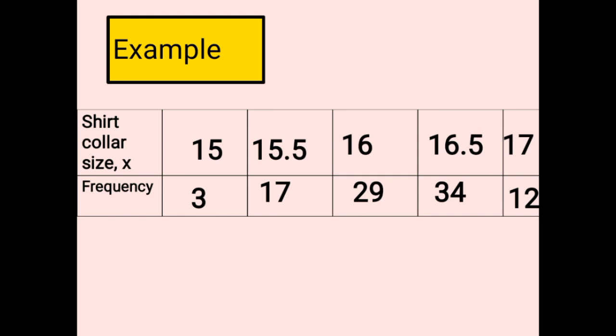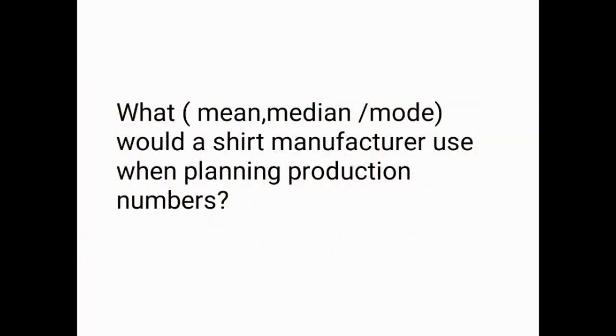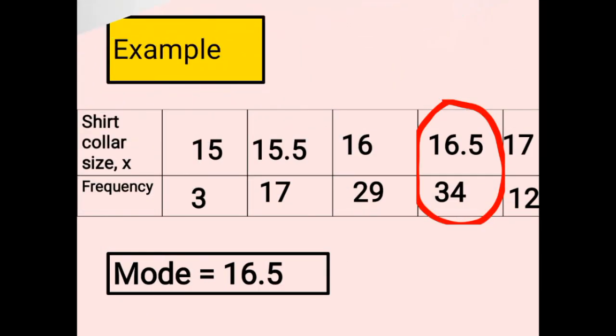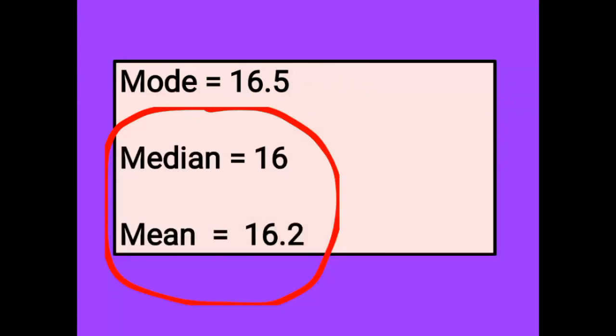Now, take a look at our previous example. If you were asked what a shirt manufacturer might use when planning production numbers among the mean, median and mode, you need to decide on the best measure. A shirt manufacturer planning production numbers will aim for the most common collar size. So, a shirt manufacturer might use the mode, as the mode is an actual data value and gives the manufacturer information on the most common shirt collar size worn. Here, the mean and median cannot be used as the mean is not one of the data values and the median does not indicate the most popular collar size.